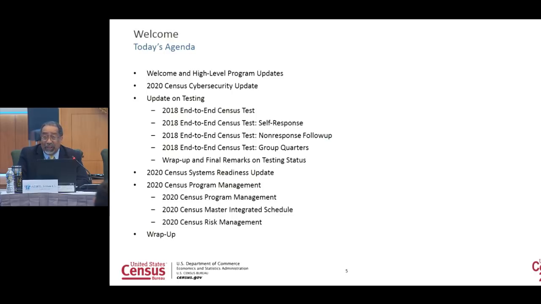Kevin is our CIO and the Associate Director for our IT Directorate.